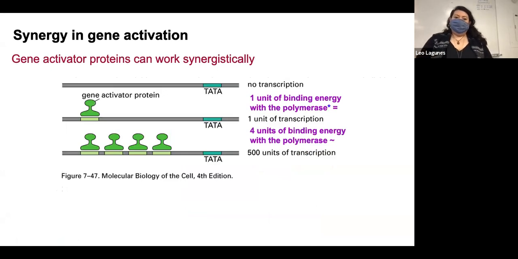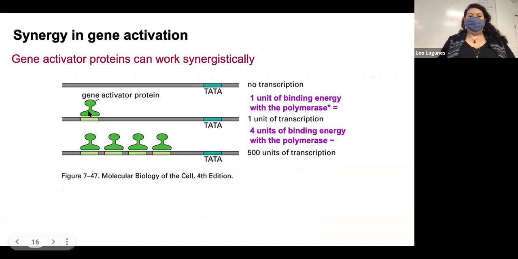And we actually see it in gene activation. So I just wanted to give you a different example where if we have just one gene activator bound to the DNA, you get 1 unit of transcription. But if you have more, like in this case, if we have 4 transcription factors bound, then we get 500 units of transcription, not 4 units of transcription. So that is more than additive, it's multiplicative. And so synergy actually refers to that.